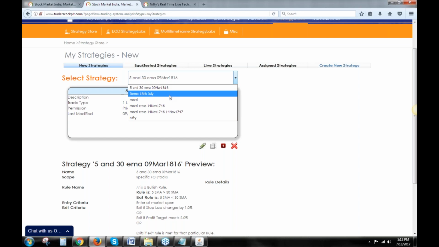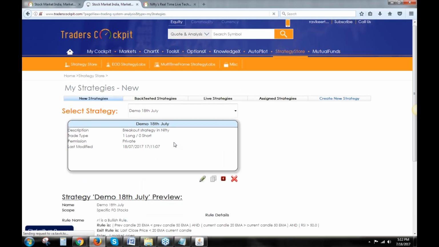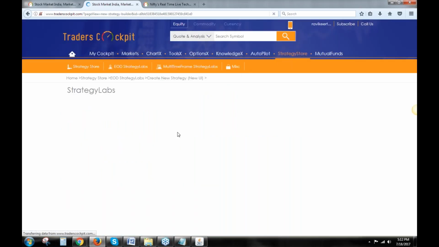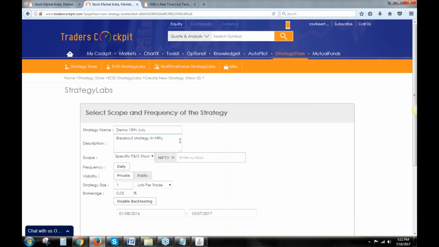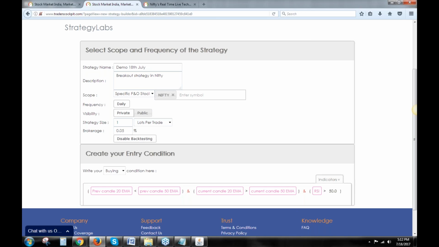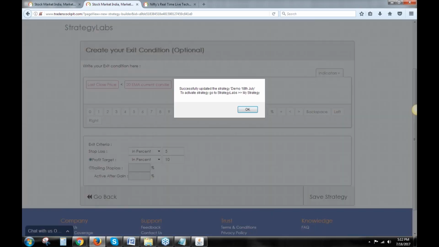This is the one, the demo 18th July. This is the strategy which we created today, right? So now it shows. This is how the parameters will show up. Okay, I'll go on to re-edit once again. This is the front page where we declared the strategy name and all, and then the entry condition defined, the exit condition also defined here, and then simply go on to save the strategy.